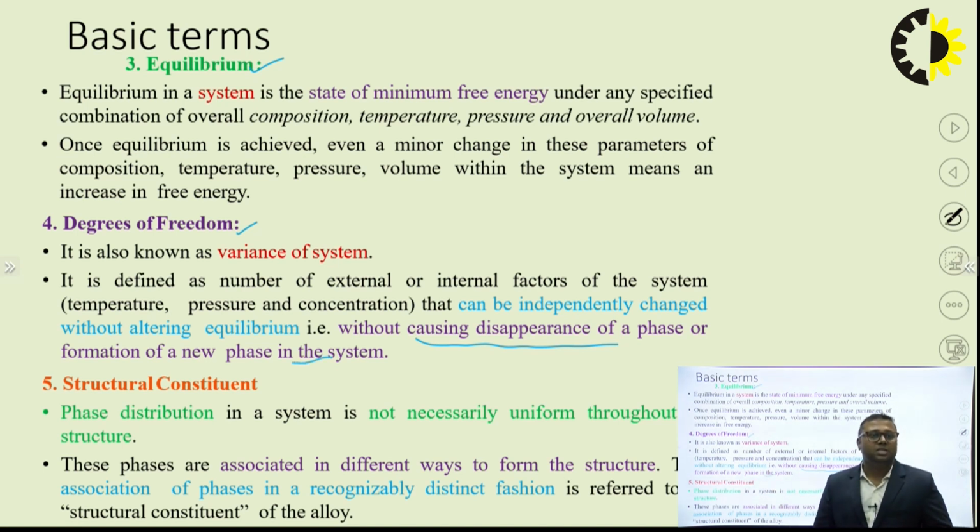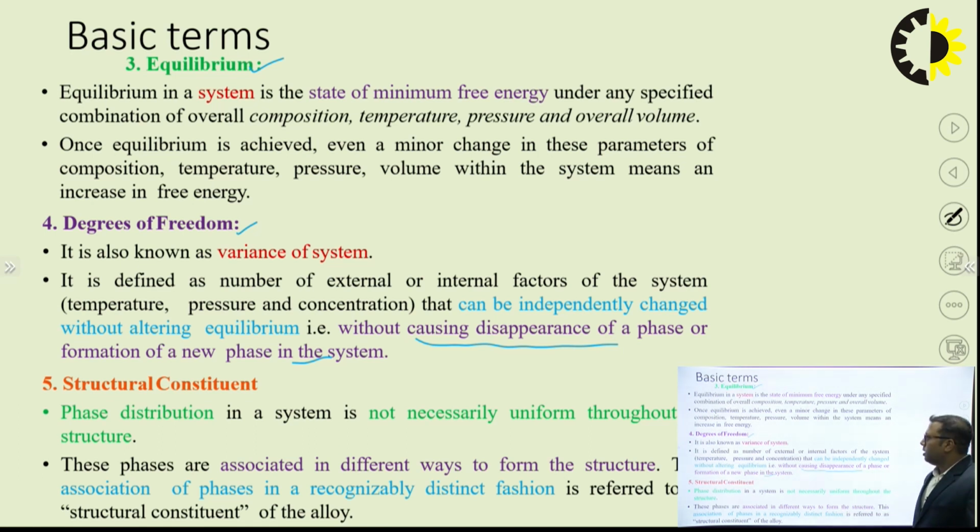Then the fifth topic is the structural constituents. Phase distribution in a system is not necessarily uniform throughout the structure. These phases are associated in different ways to form the structure. This association of phases in a recognizably distinct fashion is referred to as the structural constituent of an alloy.